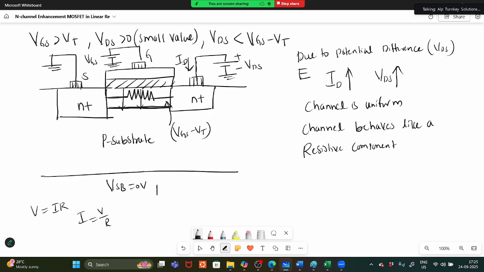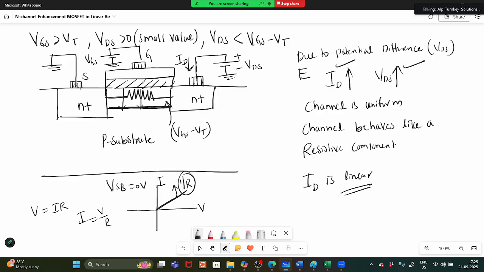Here, if you draw the voltage with respect to current, you will get a straight line. This slope is nothing but 1 by R. So current is linear. ID is linear. Why? Because the channel is uniform, and as the channel is uniform, it acts as a resistive component. So as this is a resistive component, ID increases as VDS increases.